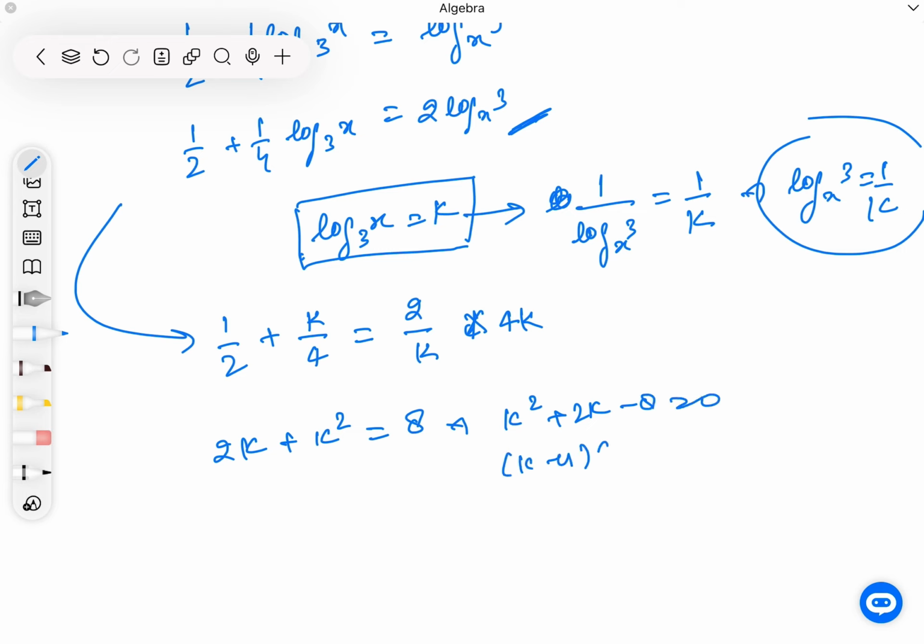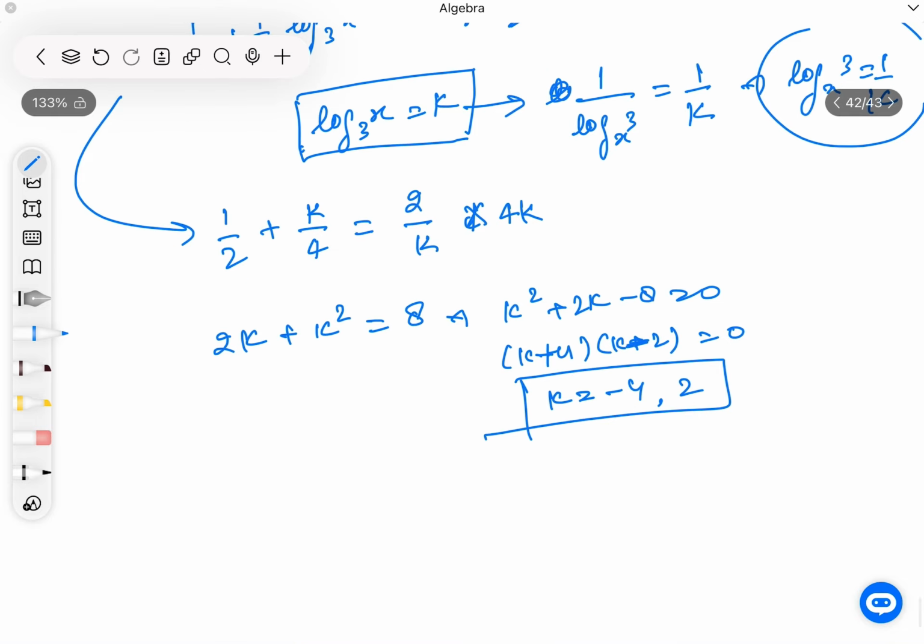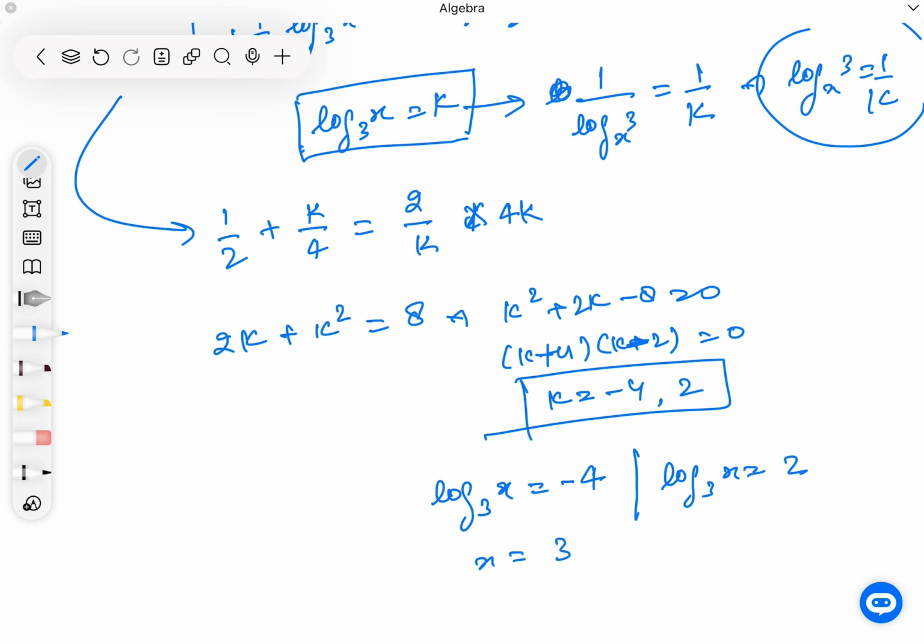So k minus 4, k plus 2, okay, k plus 4, k minus 2. Sorry about that. So k would be either minus 4 or k would be 2. We're clear on this. So log of x with a base of 3 was k, so it will be minus 4 or it will be 2. So x will be either 3 to the power minus 4 or 3 squared, that is 1/81 or 9.